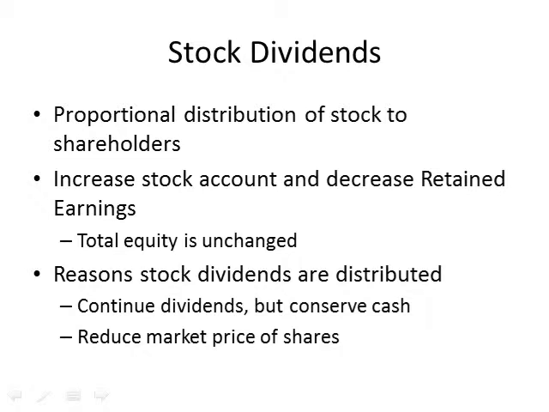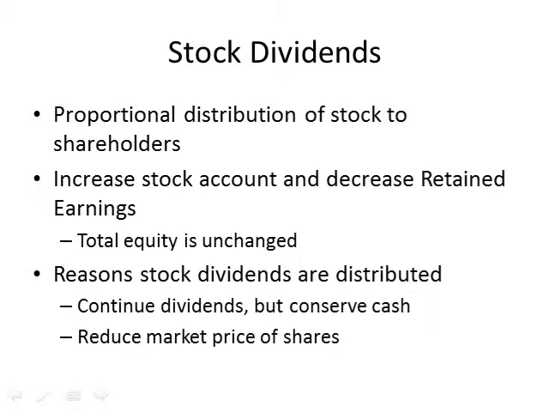A stock dividend is a proportional distribution by a corporation of its own stock to its stockholders. Stock dividends decrease the stock account and decrease retained earnings. Total equity is unchanged and no asset or liability is affected. The corporation distributes stock dividends to stockholders in proportion to the number of shares they already own. In distributing a stock dividend, a corporation gives up no assets.